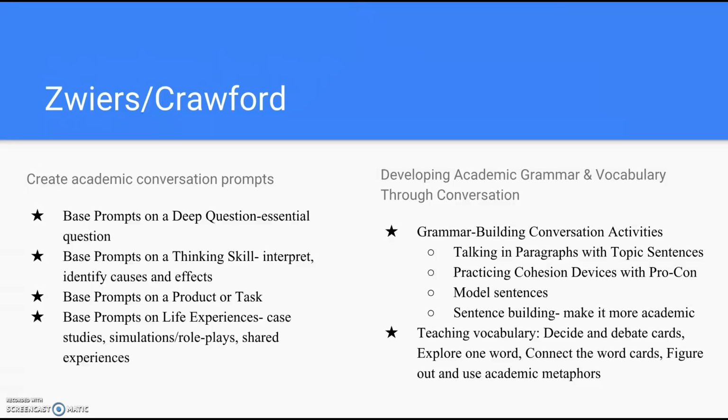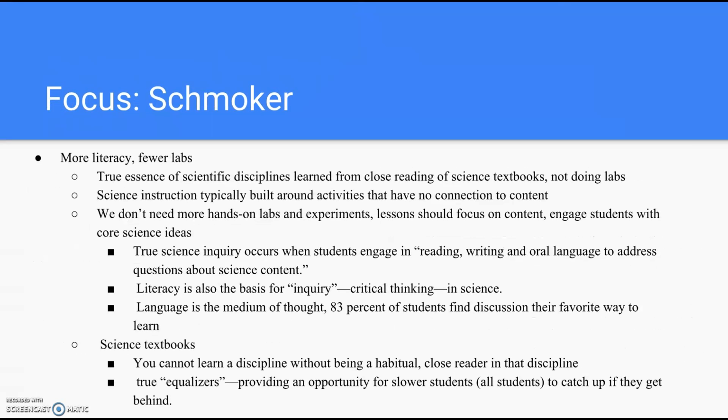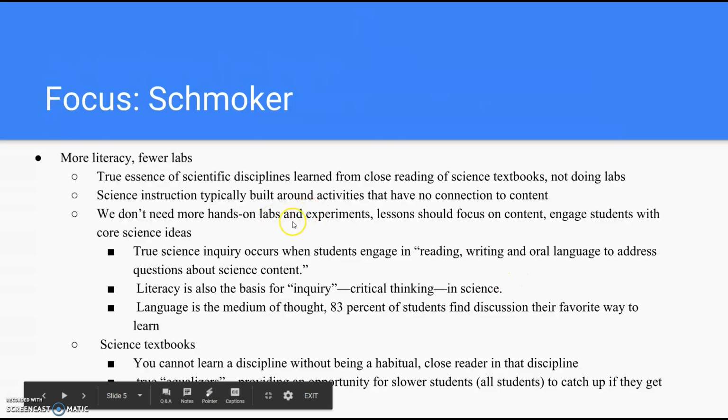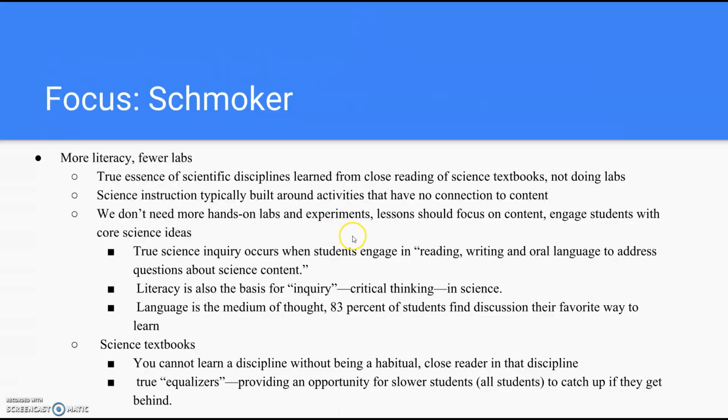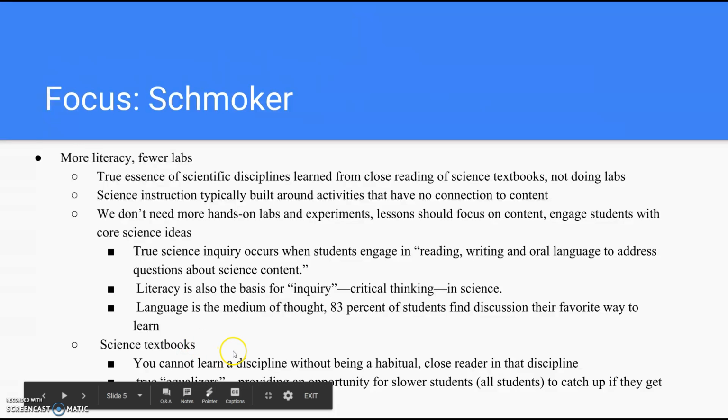Really it's using these kinds of activities to build vocabulary. So Schmoker talks more about literacy and academic language, and he argues that literacy is really the way to do science, that students become more interested in science through close reading of scientific texts. So he argues that we don't really need more hands-on labs and experiments, and that lessons should focus more on content and engage students with core science ideas through reading their textbooks. So you can't really learn a discipline without being a habitual close reader in that discipline.